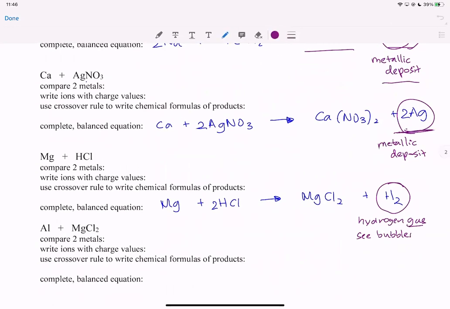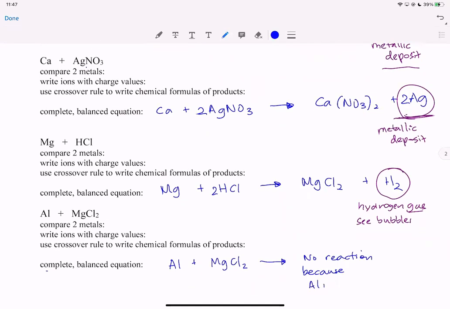And then finally, this last reaction, which you cannot write a complete balanced equation. What you would end up writing is you rewrite the reactants, and you would write nothing on the other side of the arrow, or you would write no reaction. And this is no reaction for two reasons: either aluminum is less reactive than the magnesium, or because the magnesium is more reactive than the aluminum. You can choose which one you want to write as the reason, but it is no reaction. So you cannot write a complete balanced equation because there's nothing on the other side. There's no products.